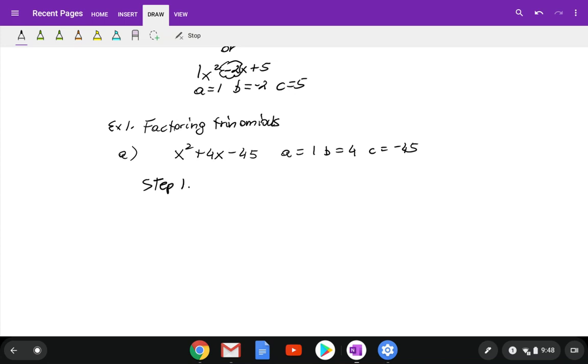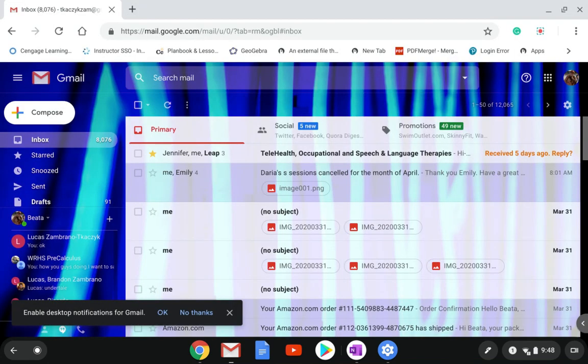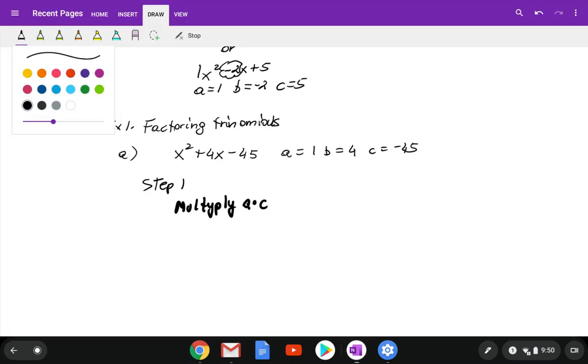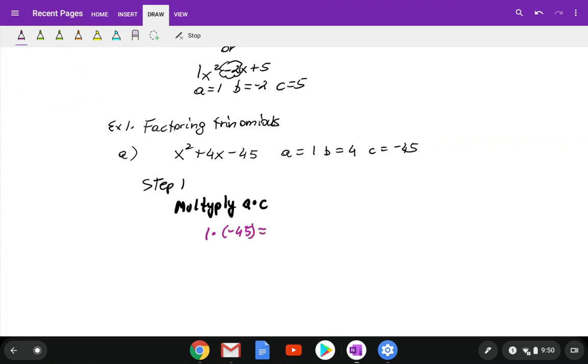Step 1. Multiply a times c. In our example, we have 1 times negative 45, and we get negative 45. So let's save that. This is a times c.